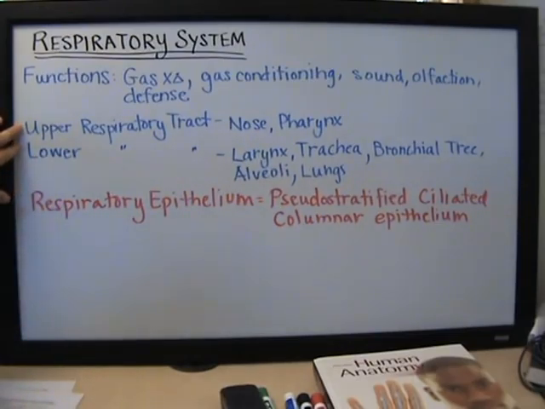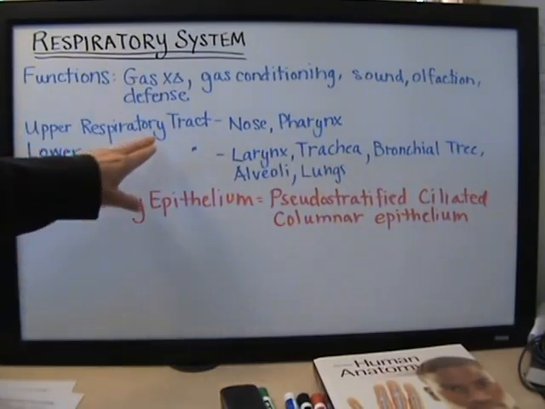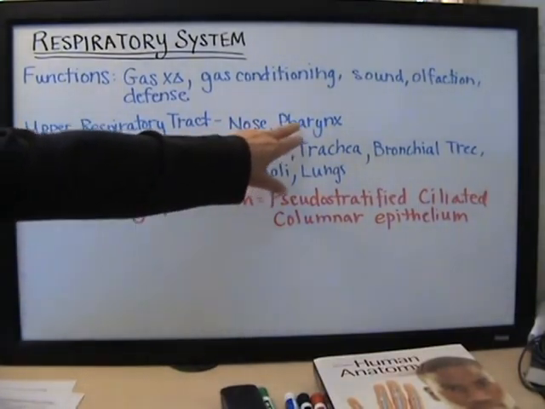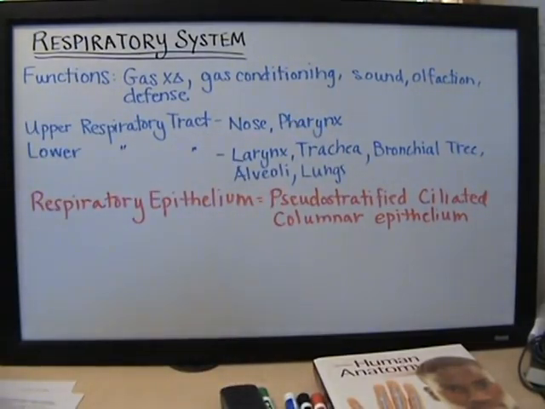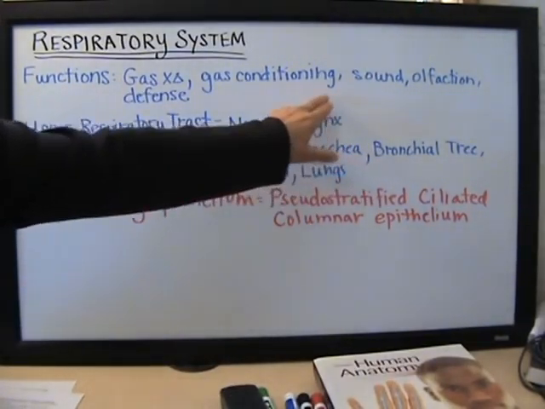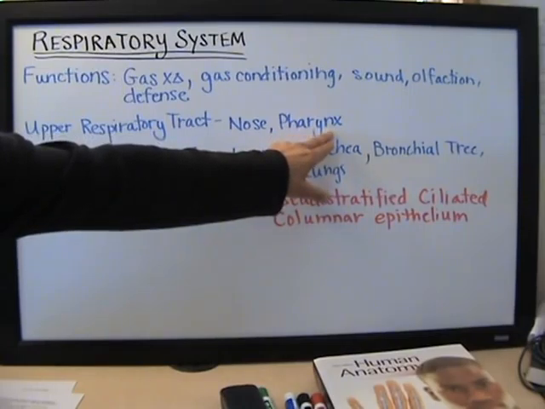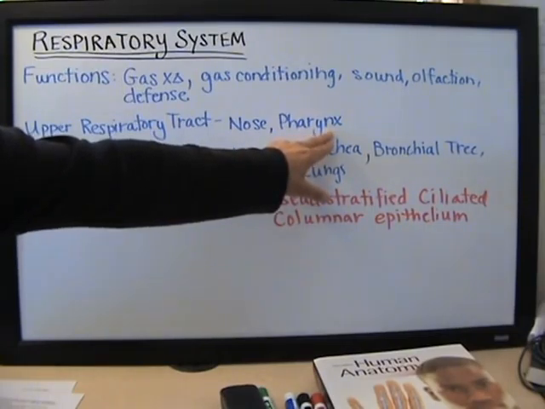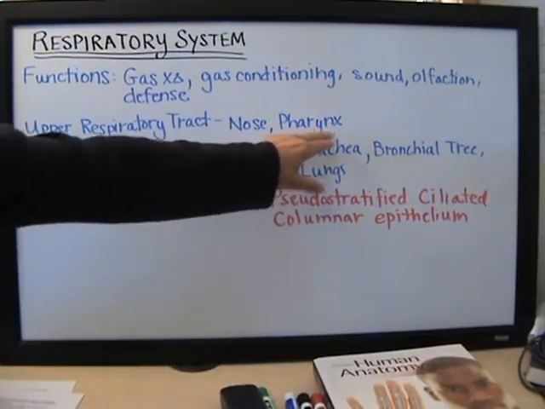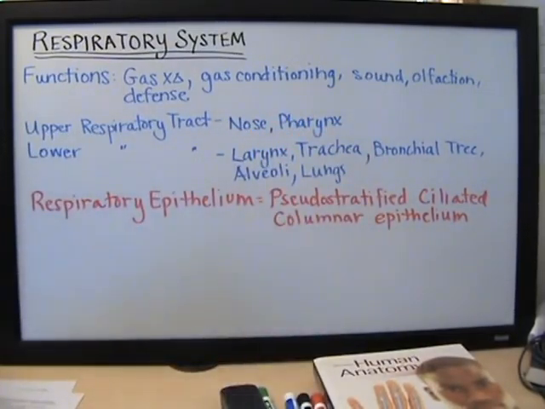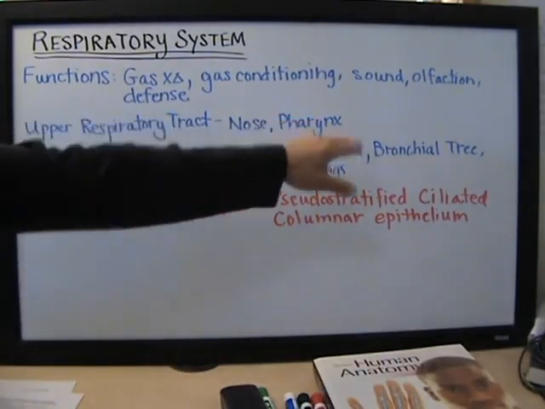The respiratory system can be divided into two parts: an upper respiratory tract and a lower respiratory tract. The upper respiratory tract includes the nose and the pharynx. Now remember, pharynx is spelled with a Y and an X, not N-Y-X. It's not "pharnyx," it's "pharynx." That's a common mistake that people make when they pronounce it and actually spell it. So pharynx, Y and X.